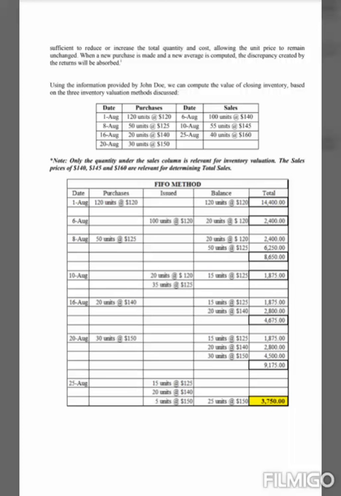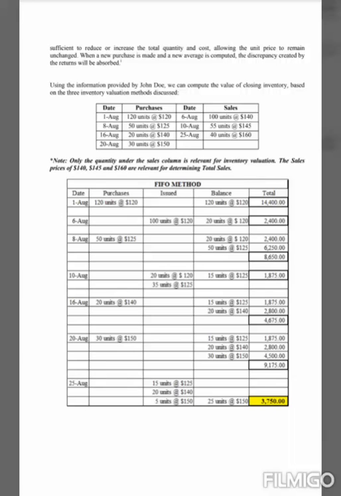Here is a small example of the calculation of the FIFO method given in this slide, with the date, purchase and sales of a product, and it shows us the profit and the total. Only the quantity shown under the sales column is released from inventory, where the sales prices of rupees 145, 155 and 160 are released during this total sales. And here is the total amount we have got from this deal, marked in yellow by me.